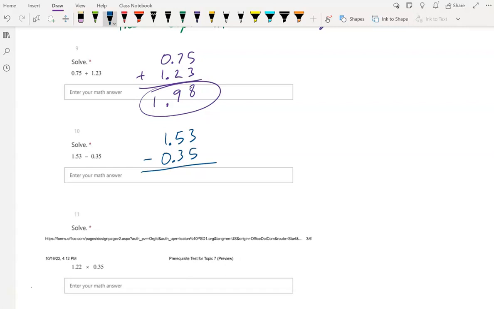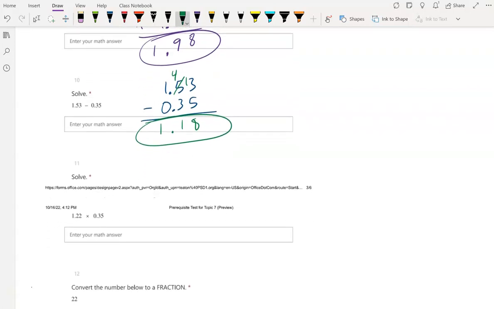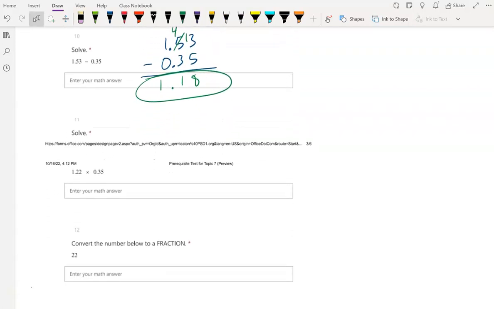So we have to, they called it borrowing. We're going to regroup, right? We're going to borrow from the 5, and it changes from 5 to 4. And we move that 1 that we borrowed over here. It becomes a 10. So now 3 becomes 13. 13 minus 5 is now 8. And 4 minus 3 is 1, and 1 minus 0 is 1. 1.18. 1 and 18 hundredths is our answer. Okay, just line up those decimals and make sure you're doing good math. If you need to borrow, borrow. Don't forget about that stuff.